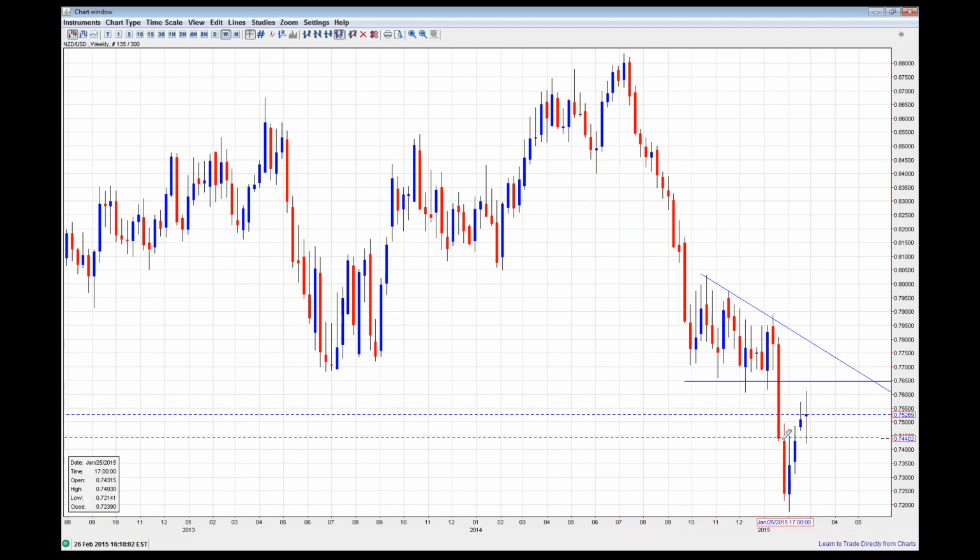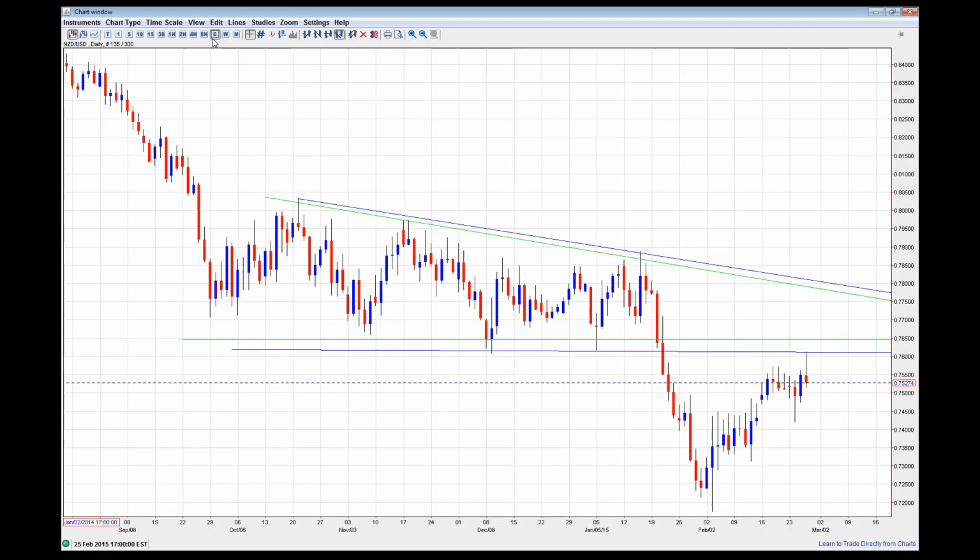So when it finally broke down back in January, I was looking for a possible secondary entry point, let's say for those who didn't get in early on, and I was expecting that there was going to be a retest of the breakdown because that's just such a common pattern that occurs in the markets. And I was showing the lows back in January and December right here, right around 0.76, and showing that it's probably going to test those levels.